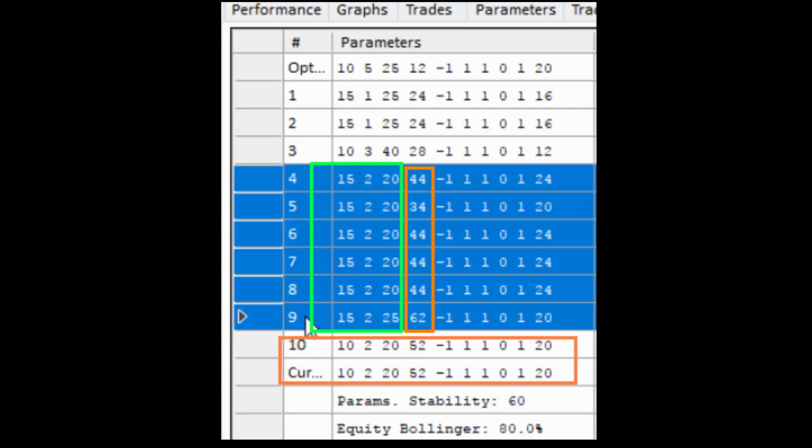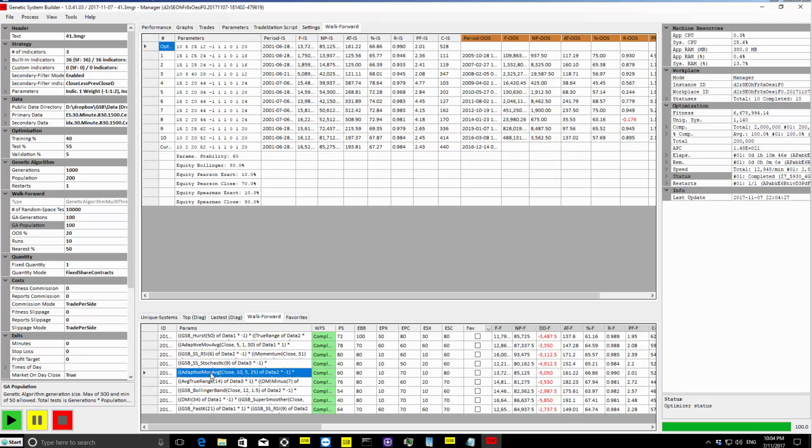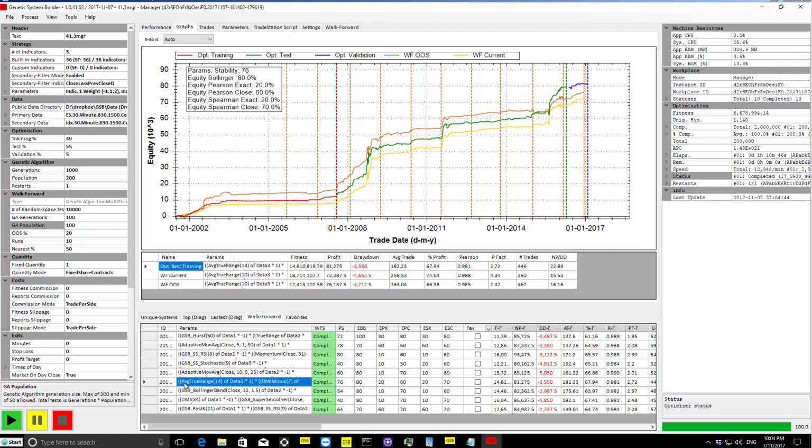The fourth parameter shows very little sign of stability. I note also that this again is adaptive moving average, and I feel that we're going to need a lot more iterations to show a valid walk forward. And we're going to show later on what happens when you have too few iterations.